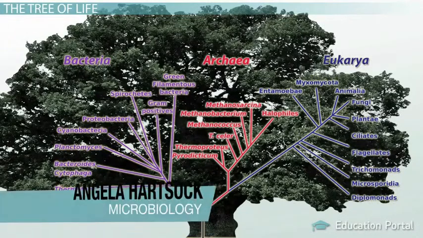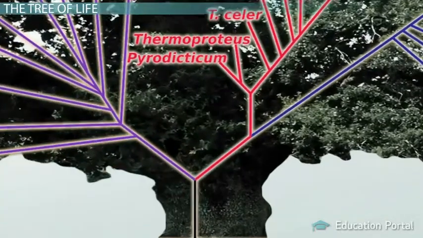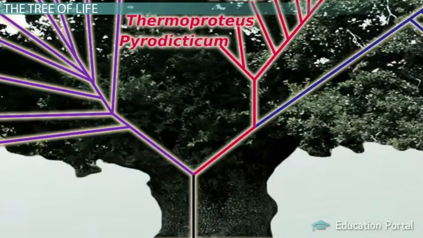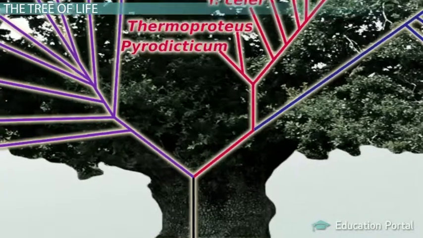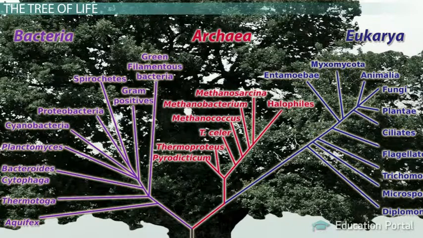Take a look at this phylogenetic tree of life. This is a simplified version of the evolution of life on Earth. The black line at the bottom of the screen represents a universal ancestor of all organisms. As you move up the trunk of the tree and into the branches, time moves forward.